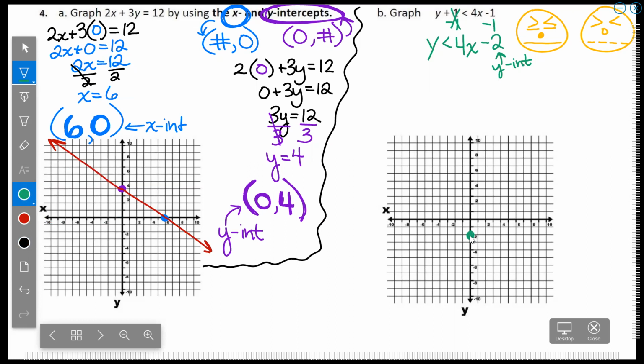So what do I use the 4 for? Rise over run, 4 over 1. That is my slope. So up 4, right 1. Up 4, right 1. Take it backwards as well. Do I use a dashed line or a solid line here? Dashed. Because my inequality did not have that or equal to with it.